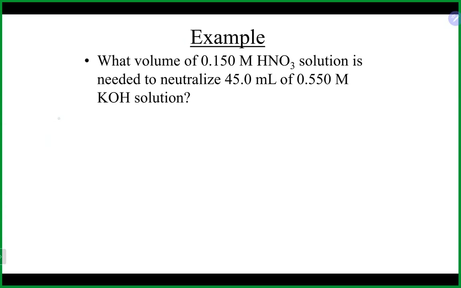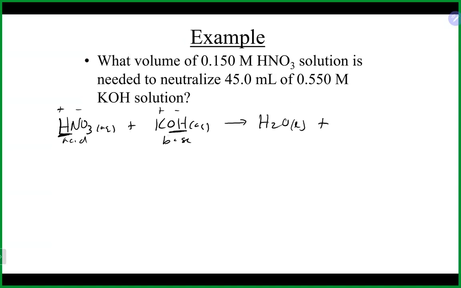So we're going to start with our reaction, which is our nitric acid and our potassium hydroxide. Once again, you could recognize this as a double displacement reaction. You hopefully should recognize this as an acid and base reaction, which means you should always make water, and that's the H from the acid and the OH from the base coming together to make water. And then our salt, which is the other two coming together, which gives us KNO3.